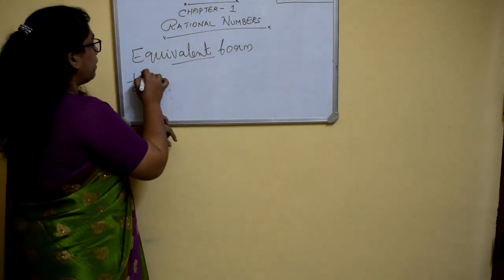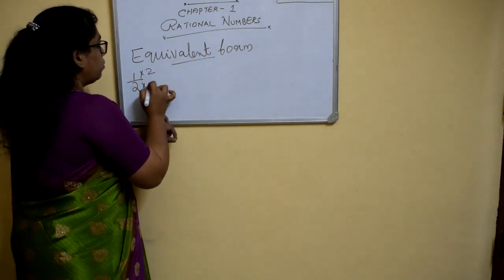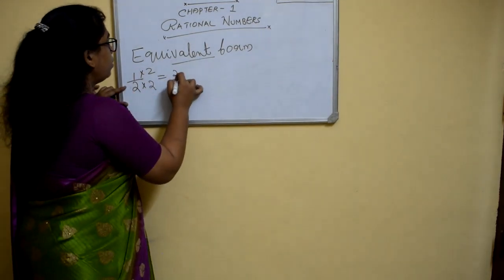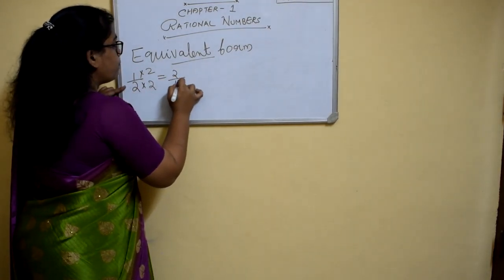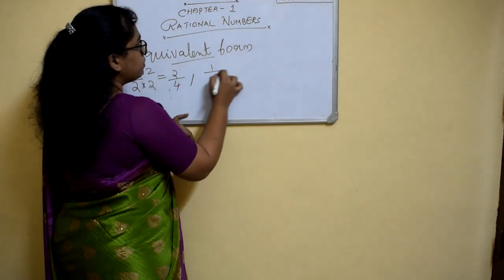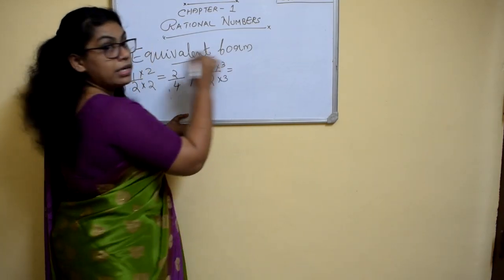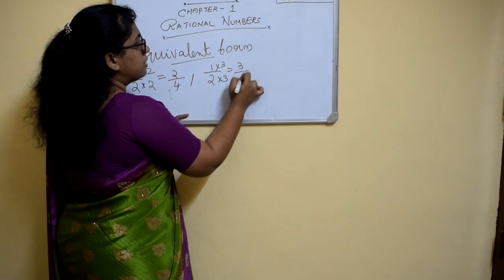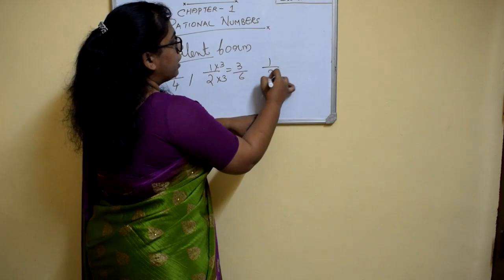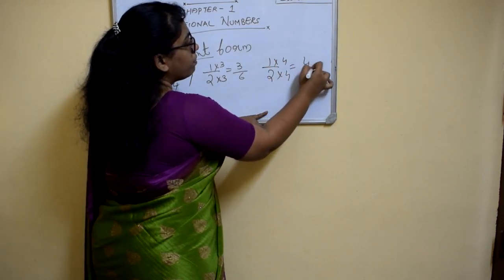We just multiply the numerator and denominator with any number. Here I multiply the numerator and denominator with 2. What will we get? 1 into 2 is 2, 2 into 2 is 4. The answer is 2 by 4. Then another one, 1 by 2. Numerator and denominator multiplied with 3. We get 3 by 6. Another one, 1 by 2. Numerator and denominator multiplied with 4. We get 4 by 8.